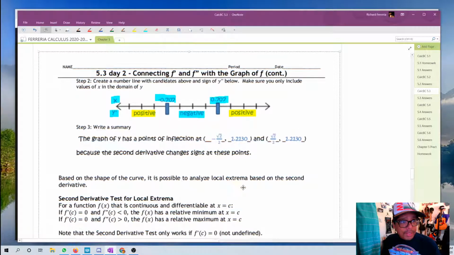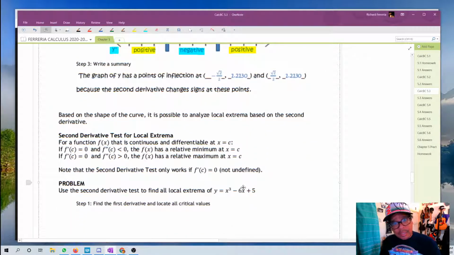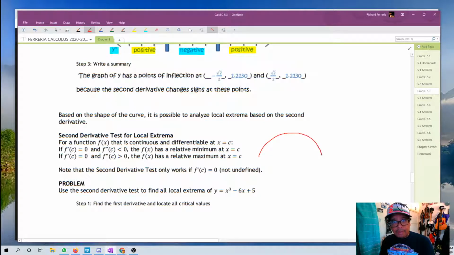Finally, based on the shape of the curve, it's possible to analyze local extrema based on the second derivative. So if we visualize a second derivative being negative, concave down, shaped like a frown, you'll notice that if there is a critical number, let's say right over here at the top, then that would be indicative of a relative maximum.